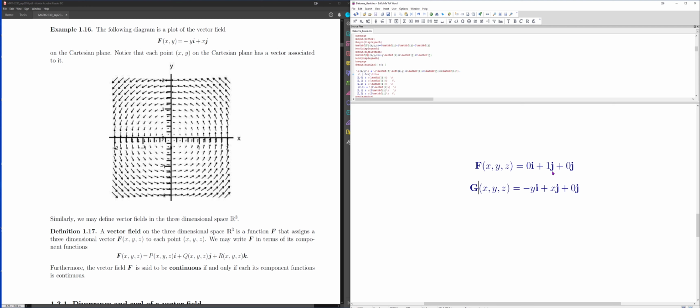This is a pretty simple vector field. It's actually a constant vector field. This one here is also a vector field in three-dimensional space. P in this case is minus y, so the x component is minus y, the y component is x, and the z component is 0. Both of these are examples of the general form of a vector field in three-dimensional space.